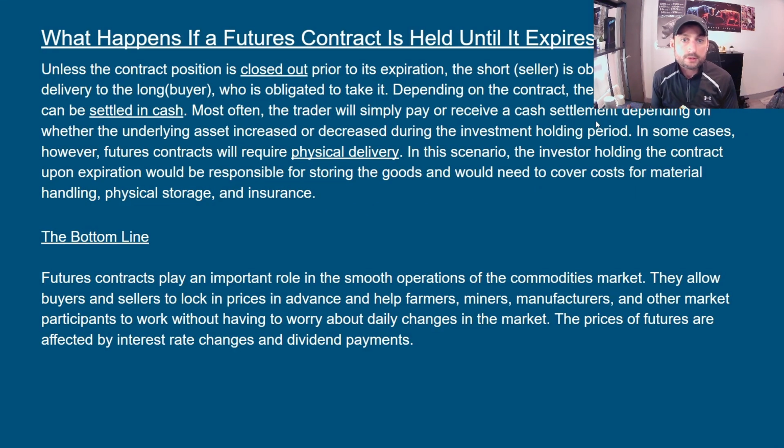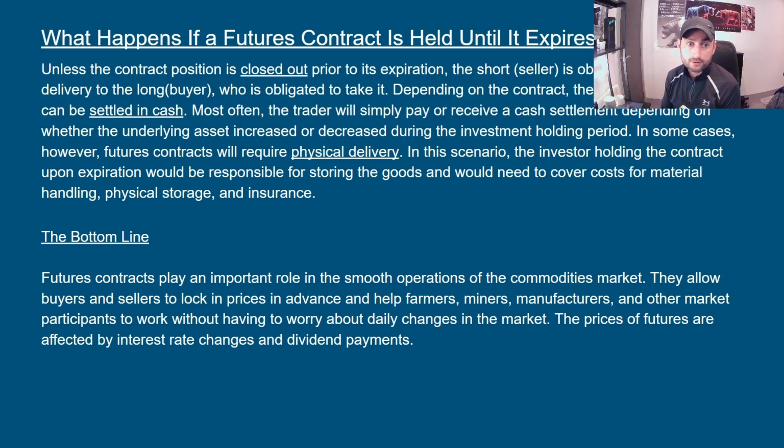So what happens if a futures contract is held until it expires? Unless the contract position is closed out prior to its expiration, the short, meaning the seller, is obligated to make the delivery to the long, meaning the buyer, who is obligated to take it. Depending on the contract, the values exchanged can be settled in cash. Most often, the trader will simply pay or receive a cash settlement depending on whether the underlying asset has increased or decreased. So most people will opt for money.